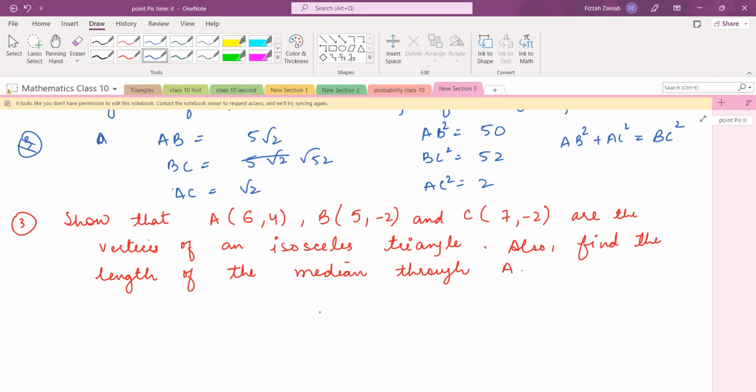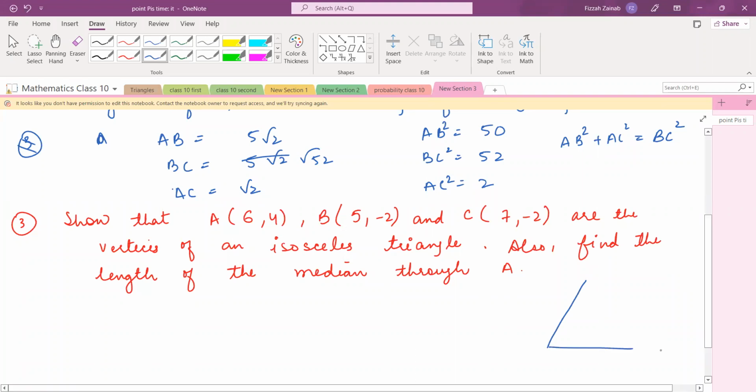Ma'am, AB is equal to AC. AB is equal to AC, right? Yes, ma'am. So it's a triangle like this. AB is equal to AC, so it should look like this, right? So you have to draw the median through A. So let's say this is the median. Now what is the property of median? Ma'am, it divides BC into two equal halves. Two equal halves. Yeah, that is called a median.